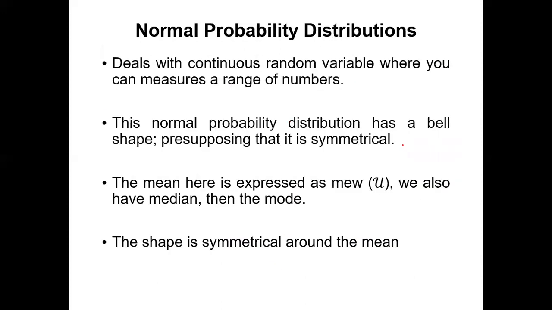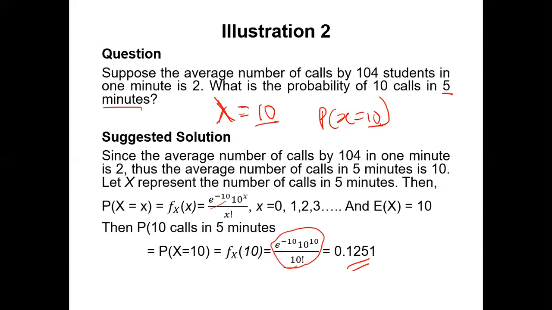So this brings us to the end of Poisson probability distributions.